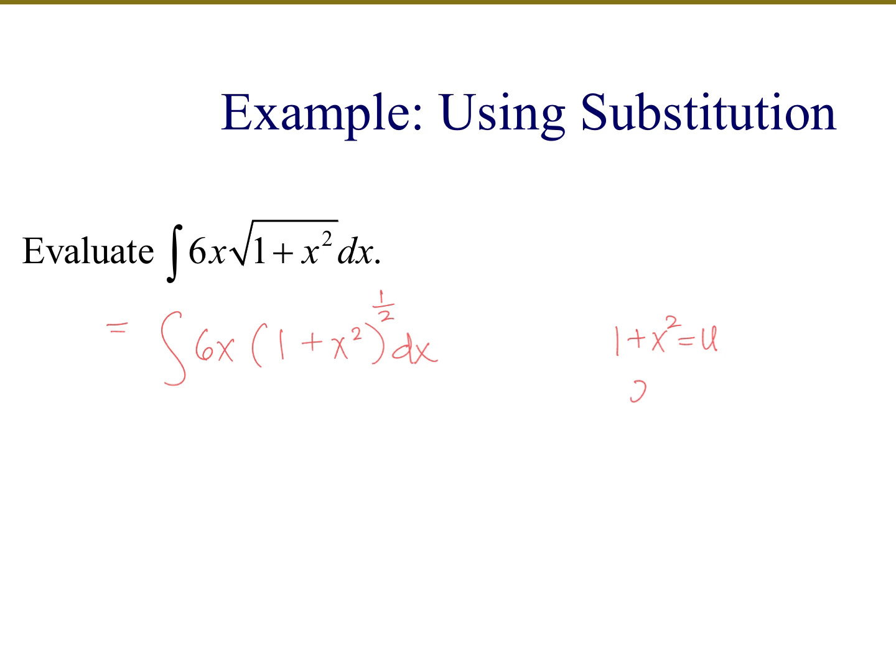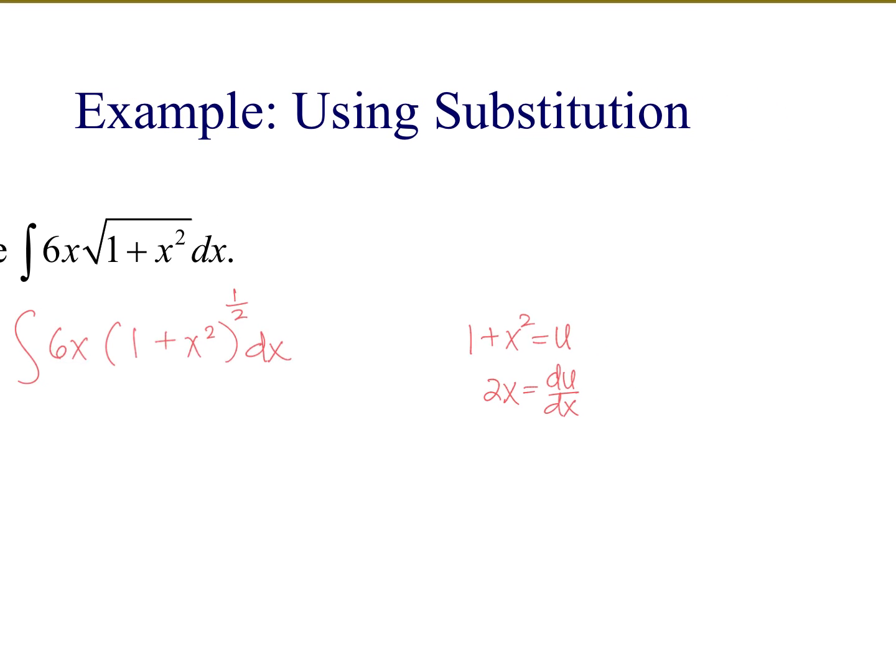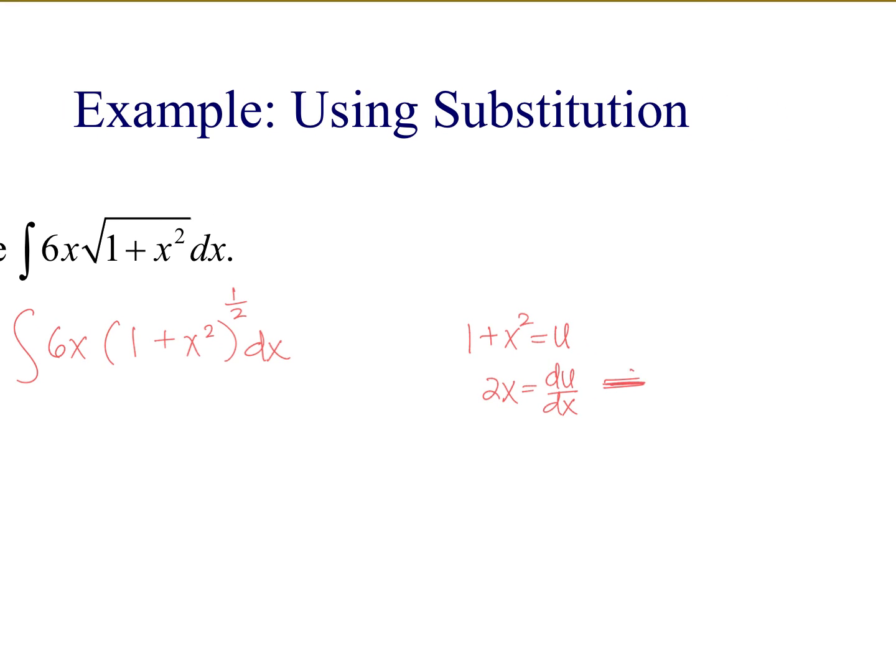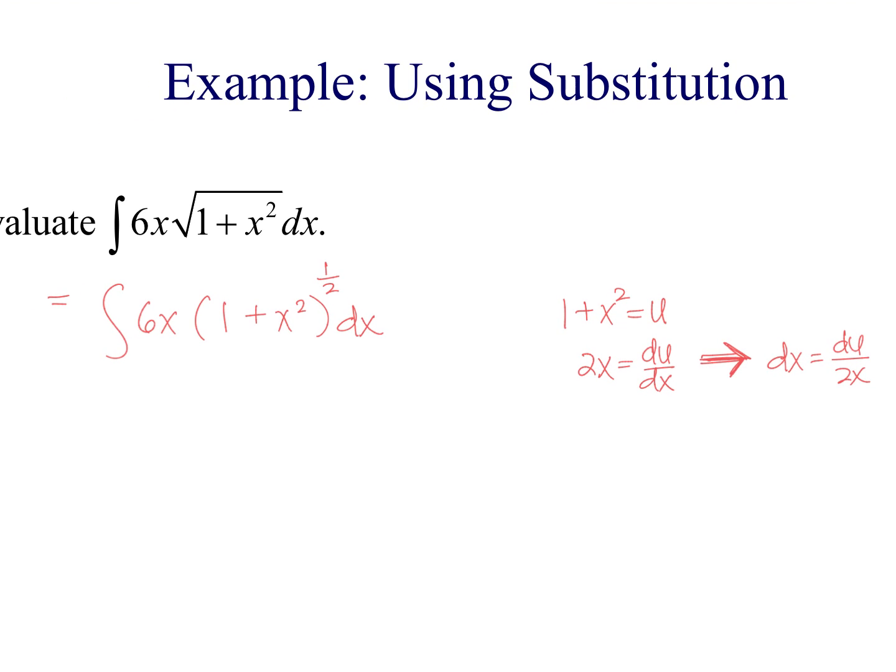The derivative of that is 2x equals du dx, which implies then that dx by itself is du divided by 2x. So once you've identified your u and your differential, you can go back and substitute. So the parentheses become u to the half. Remember, the 6x doesn't change yet. It's just 6x and then u to the half. And then du over 2x, substituting for dx.